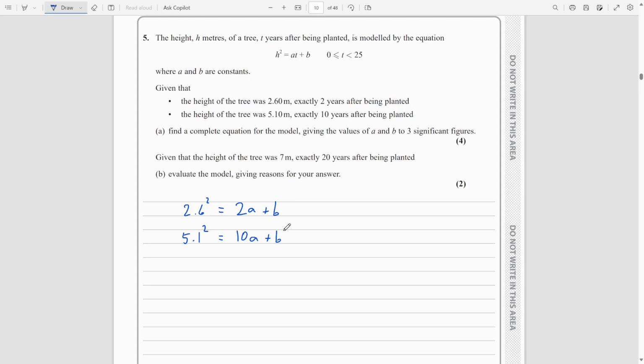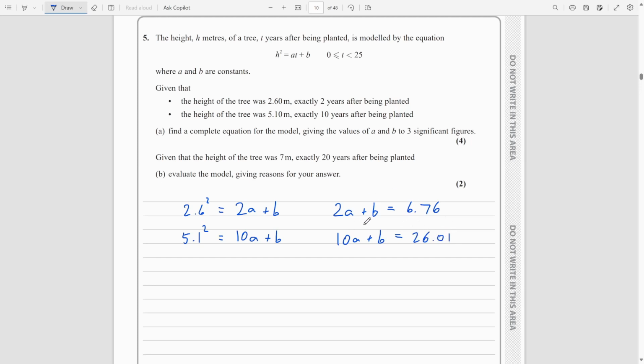So what I have here is simultaneous equations. Now, I guess I'll just work out or write down what 2.6 squared and 5.1 squared are. But actually, I'm going to use my calculator to solve this. So my first equation is 2a plus b equals 6.76. And my next equation is 10a plus b equals 5.1 squared, which is 26.01.